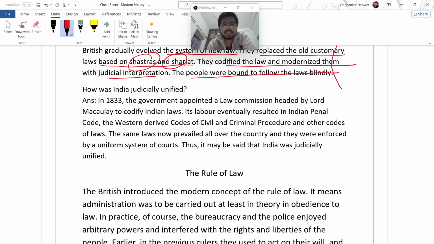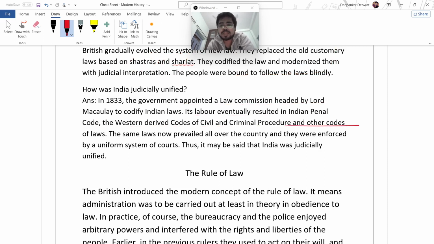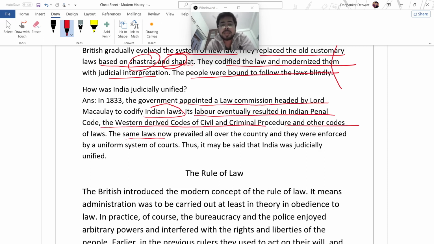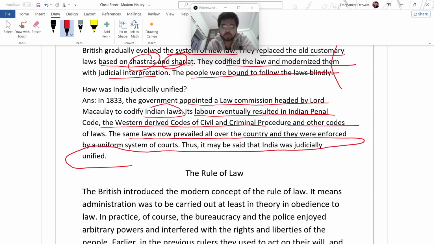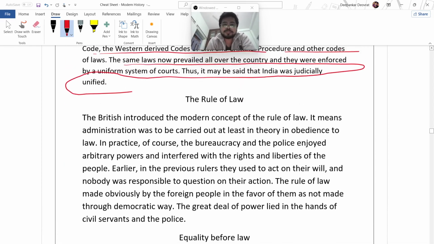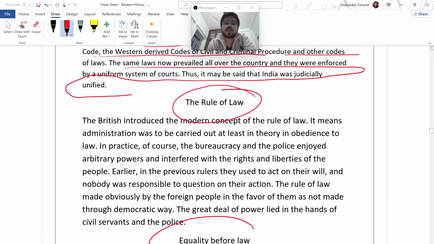So in 1833, the government appointed a law commission headed by Lord Macaulay to codify the Indian laws. Its labor eventually resulted in the Indian Penal Code, the Western-derived Codes of Civil and Criminal Procedure, and other codes of laws. The same laws now prevailed all over the country and they were enforced by a uniform system of courts. So two things came: the rule of law and equality before law.